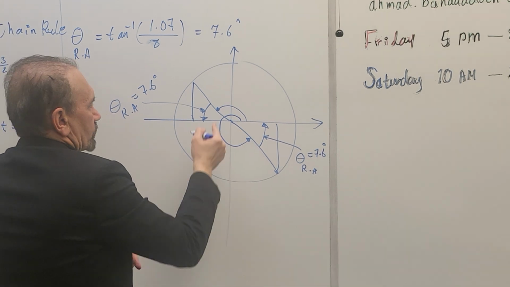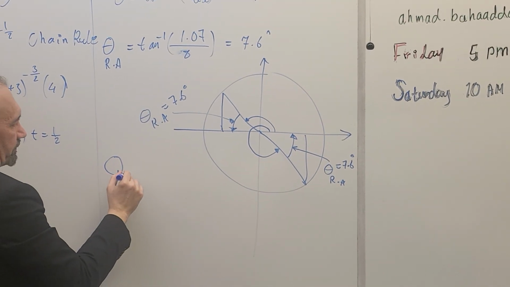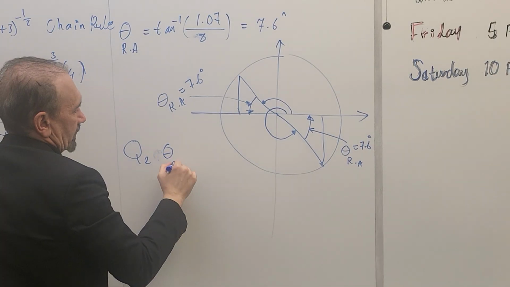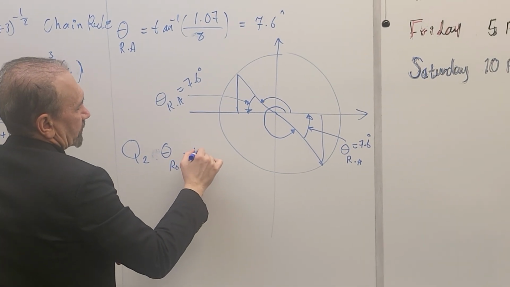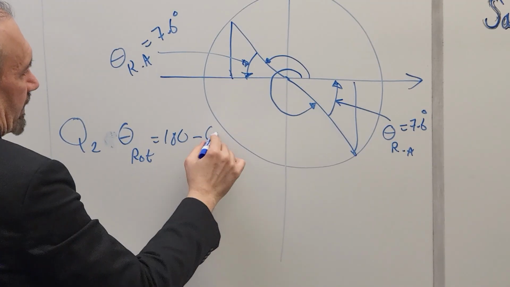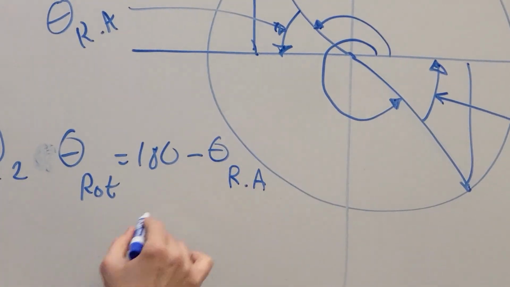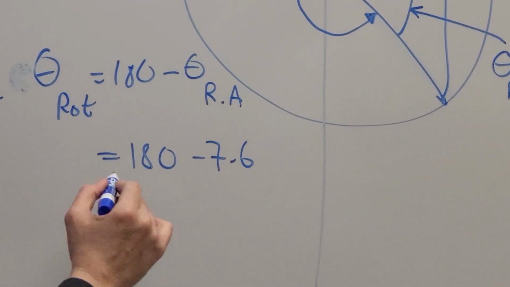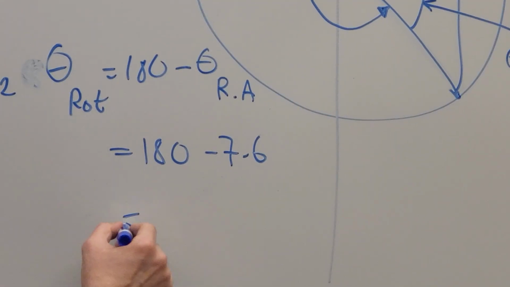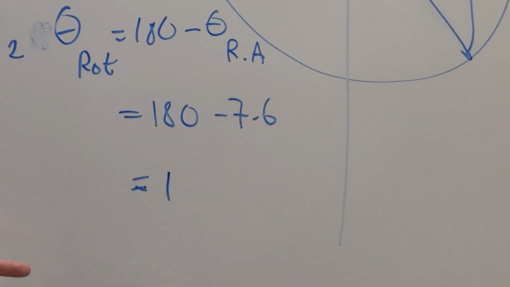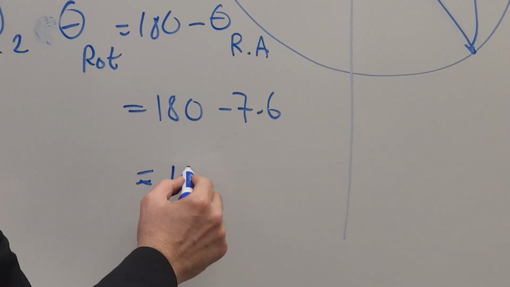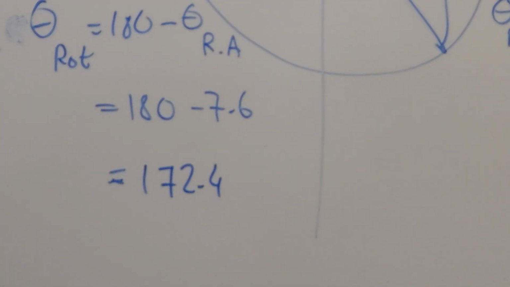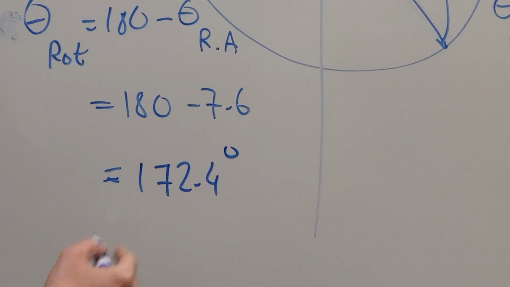So for quadrant number 2, theta rotation equals 180 minus theta reference angle. Then we subtract that, so if I take 7.6 from 180, I get 172.4 degrees for the first one.